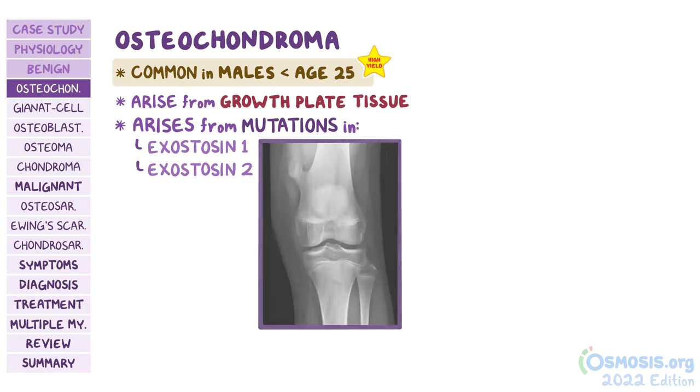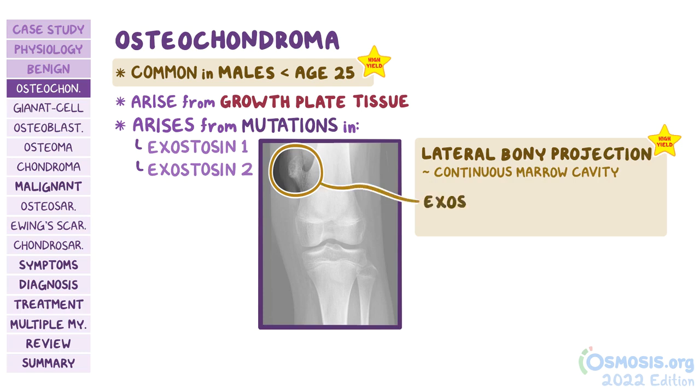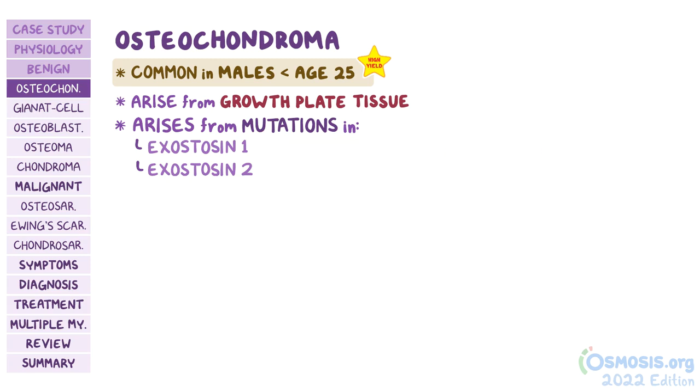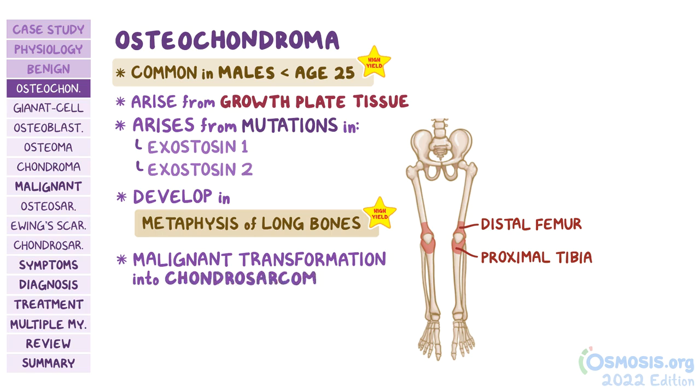So as a result, osteochondroma typically develops as a lateral bony projection, which contains a marrow cavity that's continuous with that of the underlying bone. This bony stalk is called an exostosis, and it has a cap, made mostly of hyaline cartilage. Now, given their growth plate origin, a high-yield fact is that osteochondromas typically develop in the metaphysis of long bones, usually the distal femur and the proximal tibia. This type of tumor can sometimes undergo malignant transformation into chondrosarcoma, but this is uncommon.